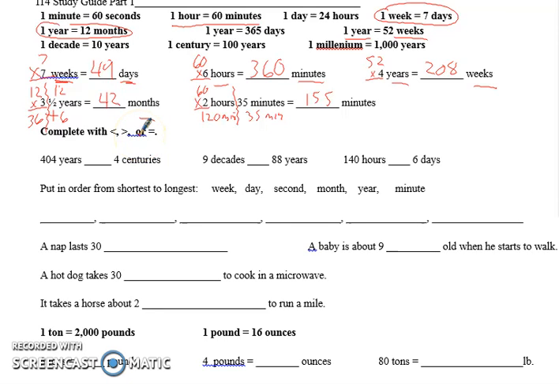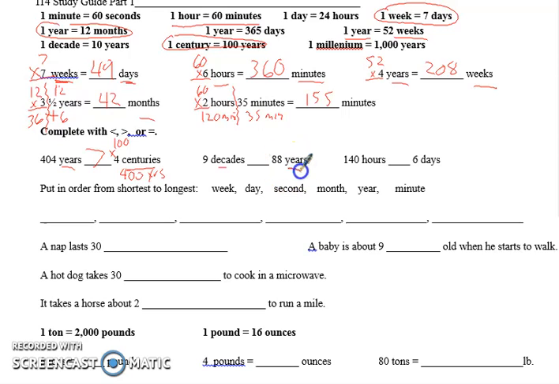Okay. This part where we're comparing with greater than, less than works the same kind of way. I'm going to have to change one of the facts. So I always want to change whichever one's bigger. So I've got years and centuries. Which one is bigger? Centuries. So 1 century equals 100 years. So I'm taking 4 times 100, which is going to give me 400 years, and now it's easy to look at. 404 years is more than 400 years.